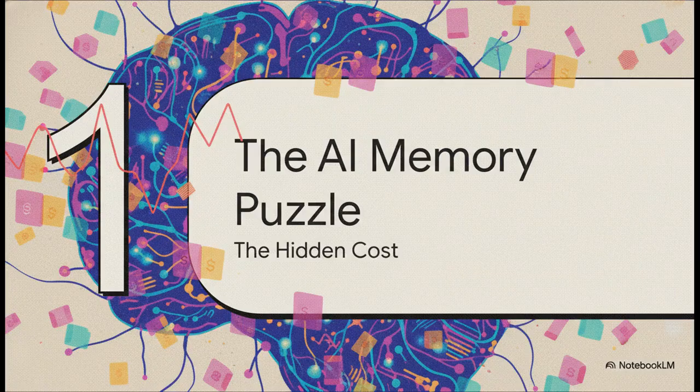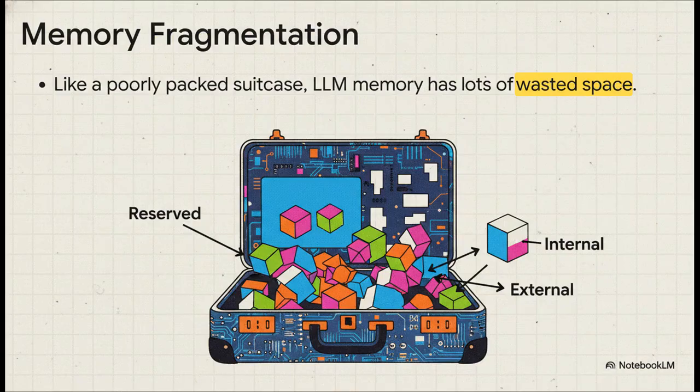But to really get the solution, you've got to understand the problem first. It turns out every single conversation we have with an AI has a hidden cost, and it all boils down to that memory puzzle. Okay, the best way to wrap your head around this is to think about packing a suitcase. If you just kind of throw your stuff in there, you get all these weird gaps and empty spaces, right? A ton of wasted room.